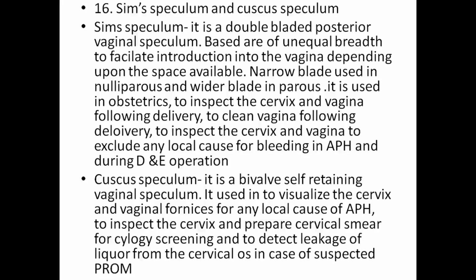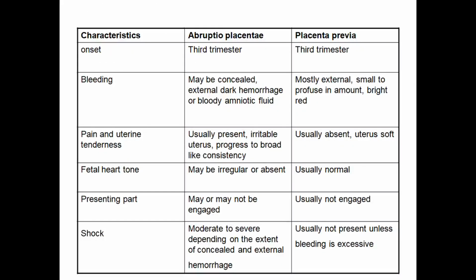KUHS speculum. It is a bivalve self-retaining vaginal speculum. It is used to visualize the cervix and vaginal fornix for any local cause of PPH, to inspect the cervix and prepare cervical smear for cytology screening, and to detect leakage of liquor from the cervical os in case of suspected PROM.